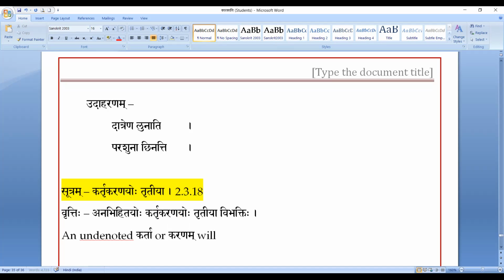Huh? Voice is so feeble, huh? I'm not able to hear at all. Karta will be Anabhihita in Karmani. Right? Ji? Karta will be Anabhihita in Karmani Prayoga.